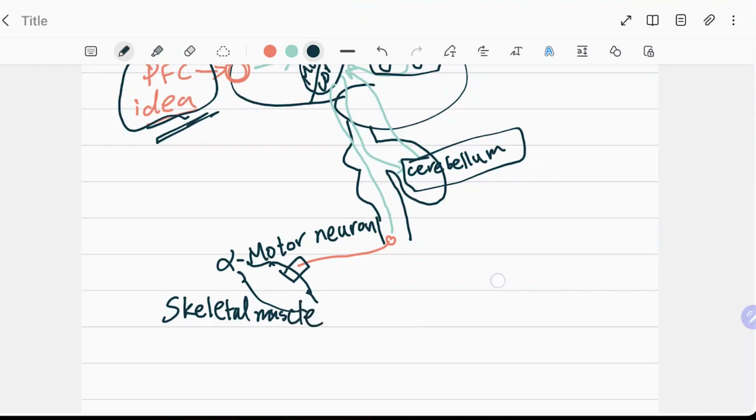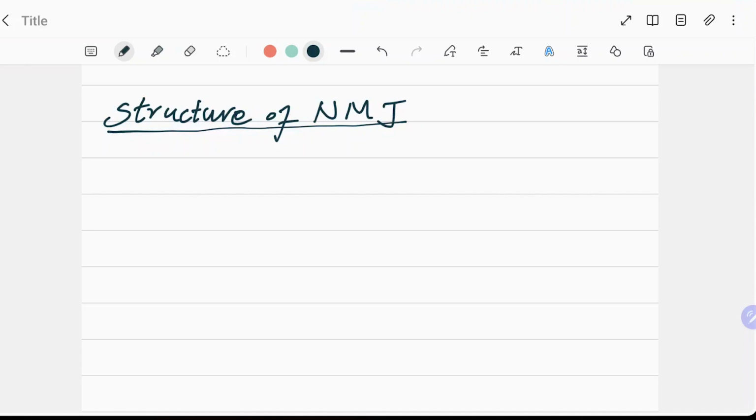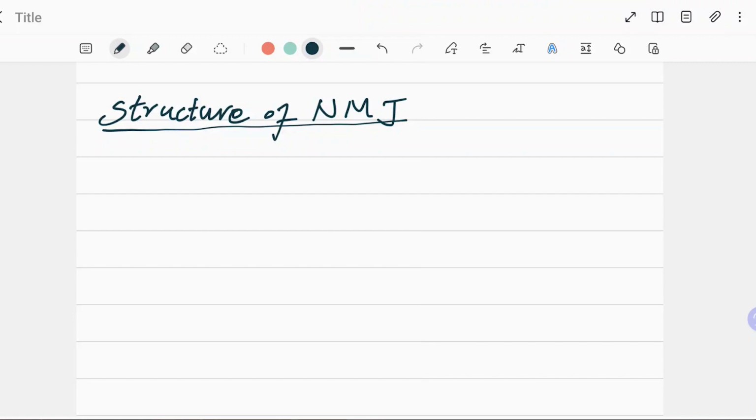Okay, so let's get into the proper topic. Number one is structure. First we need to see the structure of the NMJ, the neuromuscular junction. If we look at the alpha motor neuron that is coming out of the spinal cord, here is your neuron, and the various dendrites are over there. Now let's look into the structure of the neuromuscular junction. Here we have a neuron, an alpha motor neuron.